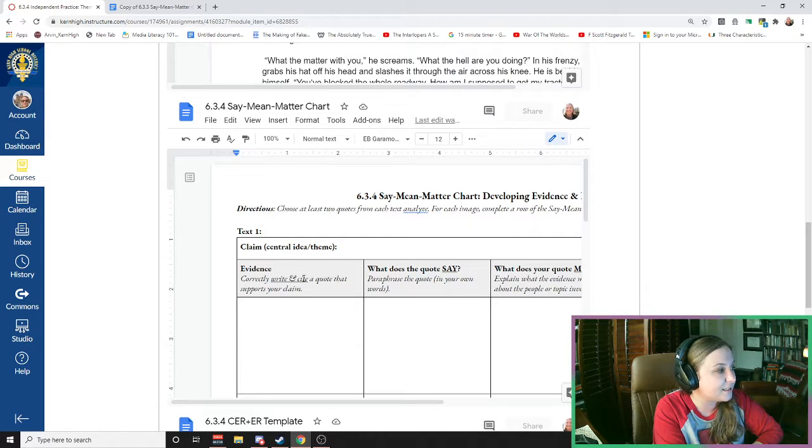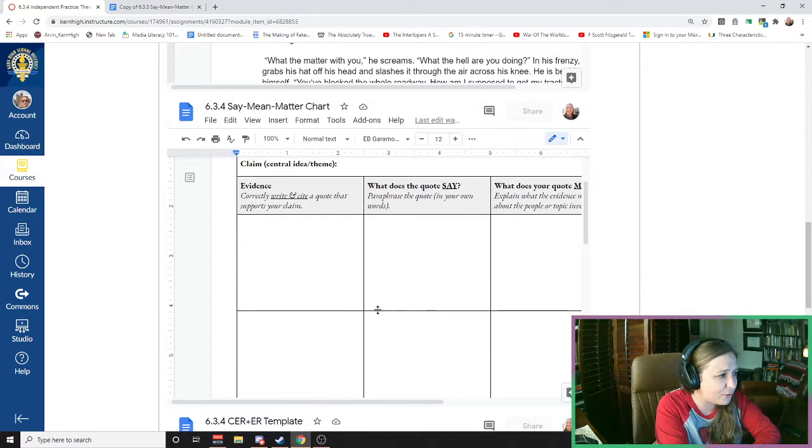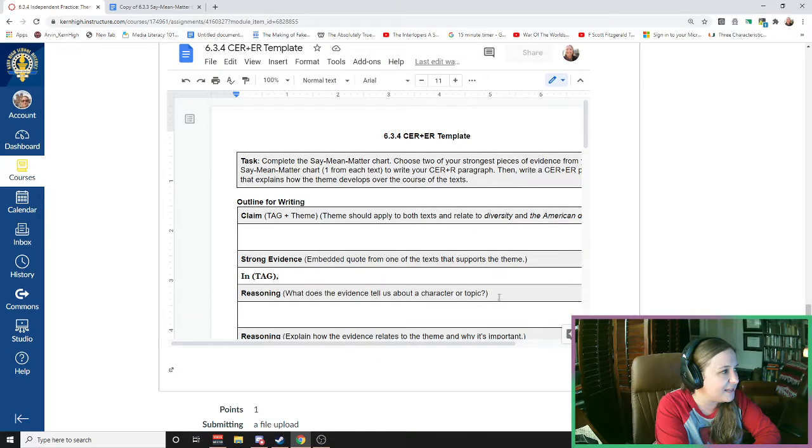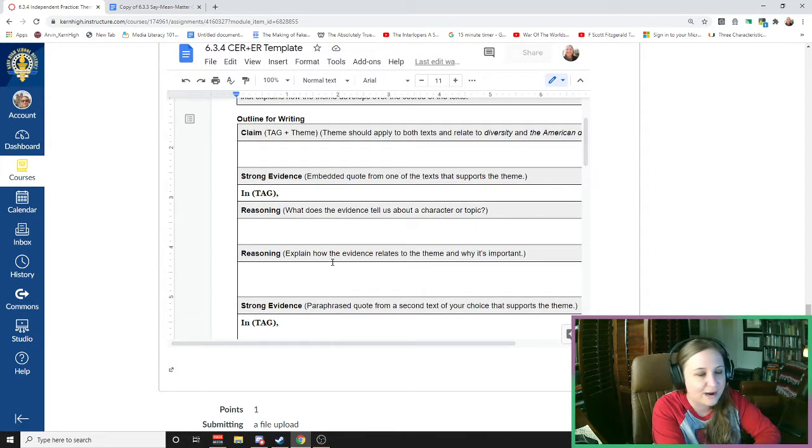You're going to use the say, mean, matter chart again, but you'll get to pick one of those 2 poems that we talked about, and you're going to reshape your claim. The claim that you used in the last activity should be a little different in this activity, because the claims need to match. You need to be able to make the same claim about both of these texts, even though they're very different from each other. You need to find what they have in common and take that theme and use that as your main claim. And so just like before, you'll fill out the say, mean, matter chart, and then you'll do the CER-ER paragraph.